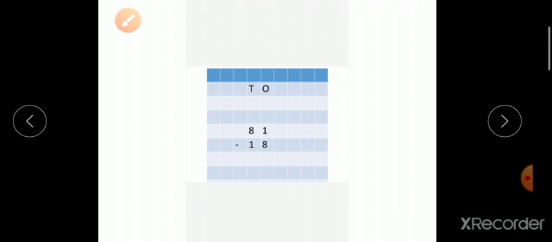We will borrow 1 ten from 8 tens. So we will borrow 1 ten. So here it will be 7 tens and here we will borrow 1 ten, and 1 ten is equal to 10 ones. So 10 plus 1 is equal to 11. So 11 will be there.